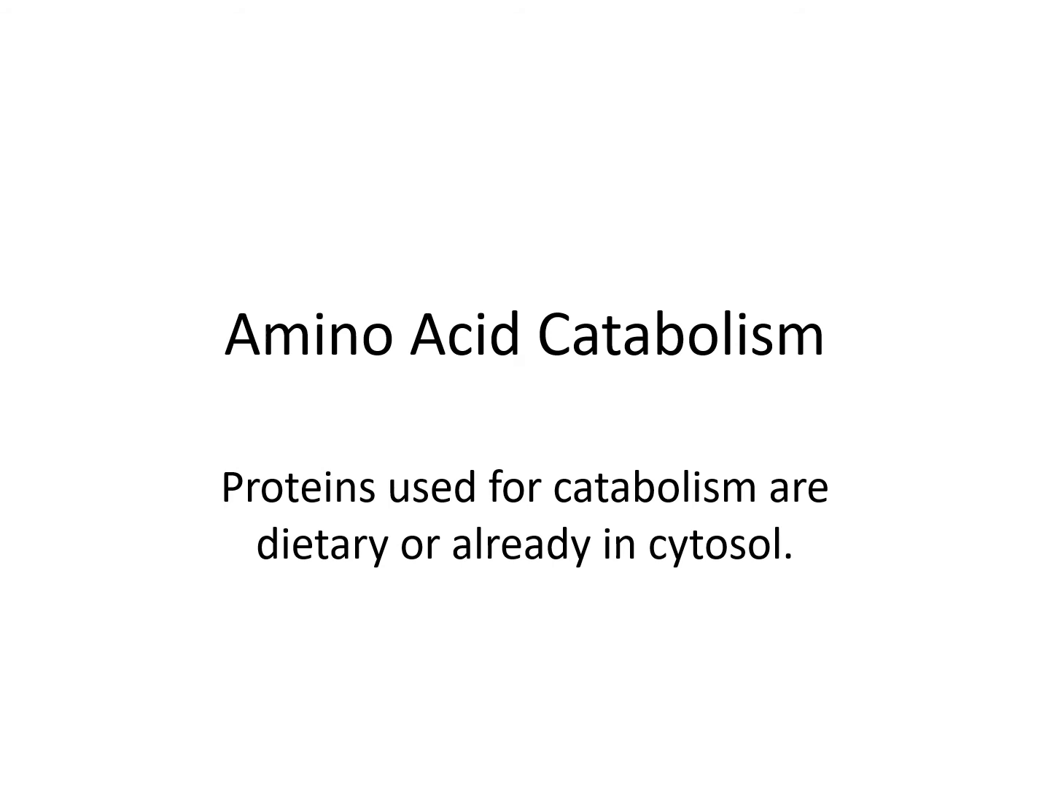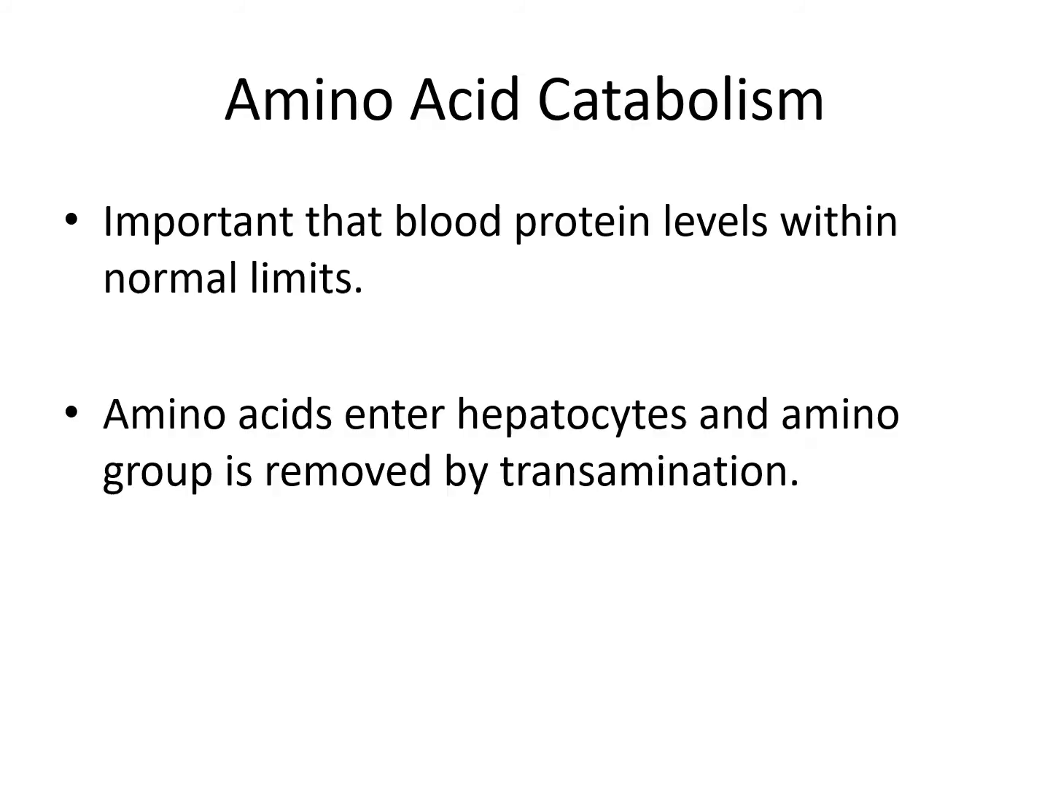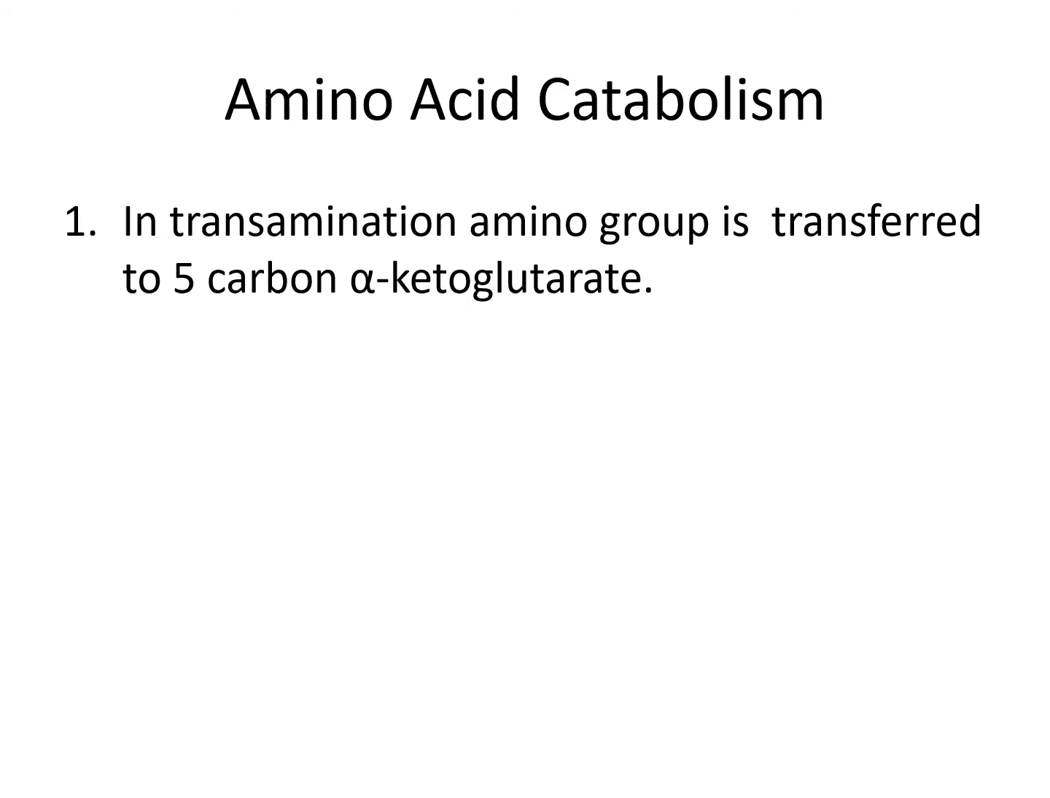What happens during amino acid catabolism? Well, proteins that are used for catabolism are generally dietary or already present in the cytosol. Okay, and of course, it's important that blood protein levels are within the normal limits. Okay, the amino acids enter hepatocytes, and the amino group is removed by transamination. So transamination is the removal of the amino group of an amino acid. Remember, an amino acid has two functional groups: a carboxylic acid on one end and an amino group at the other end. Transamination is the removal of the amino group, and this is transferred to a 5-carbon alpha ketoglutarate.